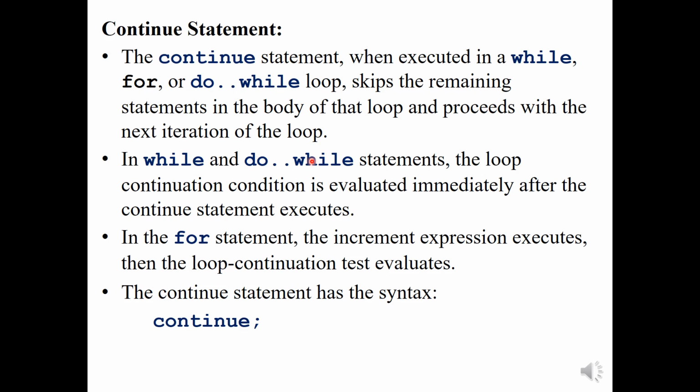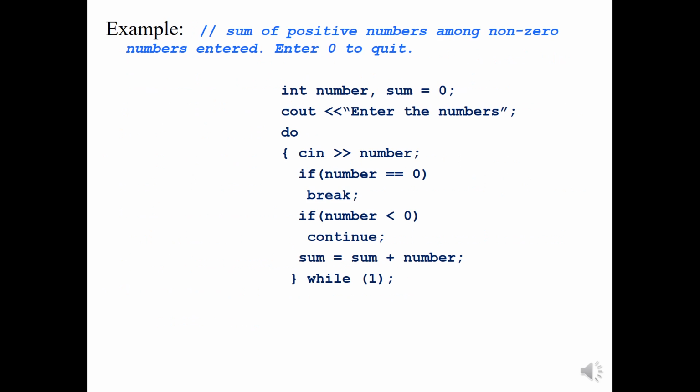In a while and do while statement, the loop continuation condition is evaluated immediately after the continue statement executes. In the for statement, the updation or increment expression will execute, and then the loop continuation test will be evaluated. And the syntax is straightforward: continue with a semicolon.